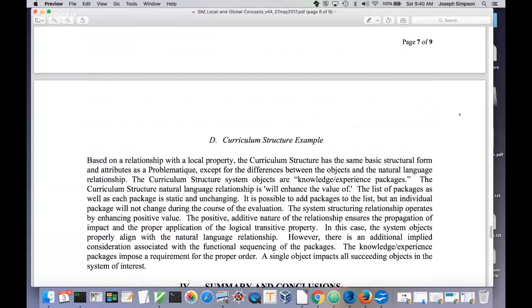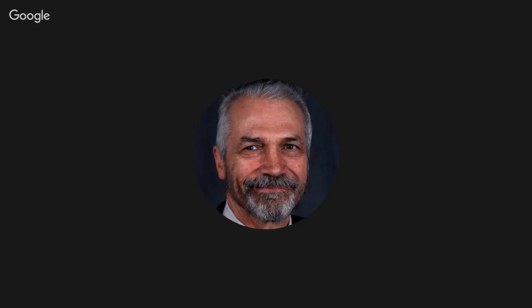And then the curriculum structure is, again, based on a local property. It's an interaction between knowledge and experience packages, but this one's a little different, because it's "will enhance the value of," but it's almost like there's another object or token going through some type of thread on this graph. You're trying to make sure that each path through this structural graph will not only enhance the value, but that the token going along that specific path has the capability of understanding the knowledge and experience package in the next step.